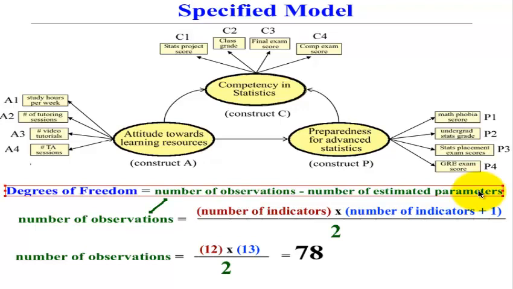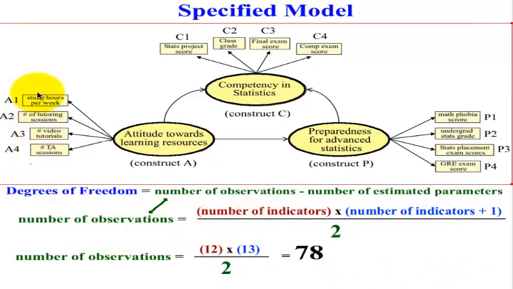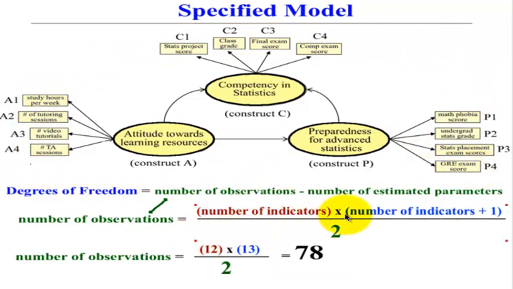So in case you forget, we got another video on there. But real quick, the number of observations is calculated by the number of indicators, that's how many measured variables, how many rectangles you got. We got 12, times the number of indicators plus 1. So in this model, it's going to be 12 times 13 divided by 2, which comes out to be 78. So in other words, the number of observations is 78.